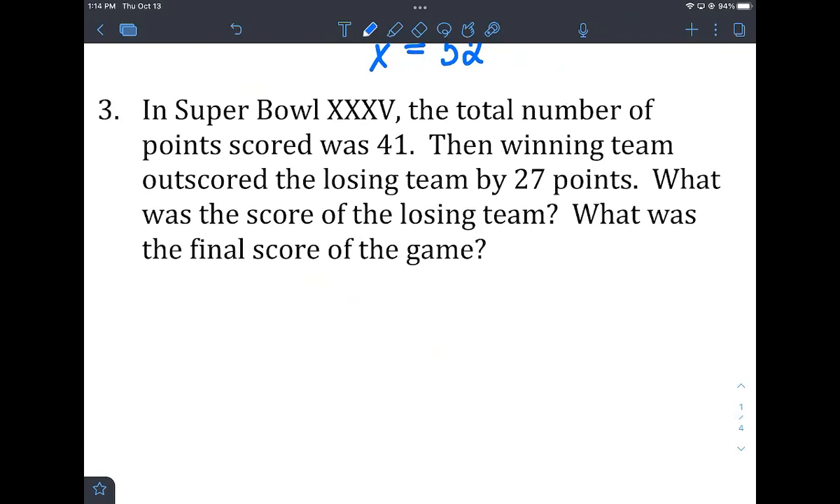So, it says the total number of points scored is 41. The winning team outscored the losing team by 27. So it says, what's the score of the losing team? Let's use L for losers.